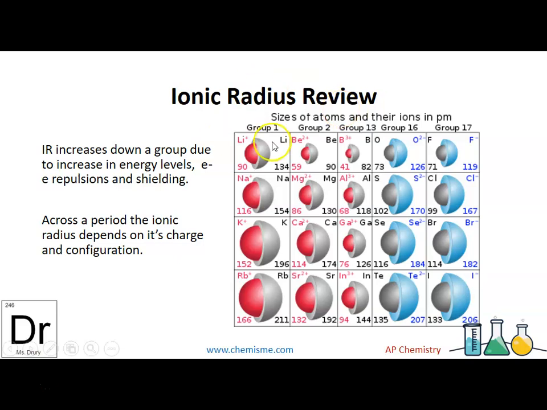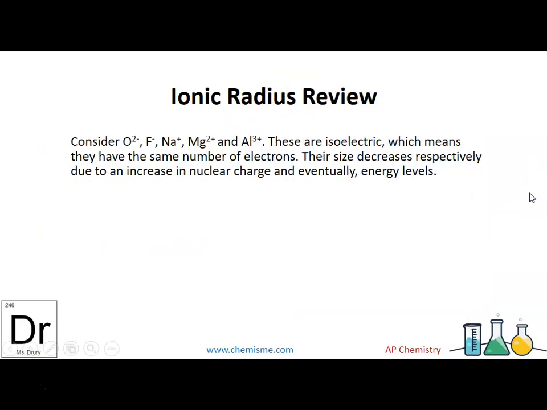But generally, overall, we still have that increase down a group and a decrease in size across the table. So if you consider O2 minus, F minus, Na plus, Mg plus 2, and Al plus 3, they're isoelectronic because they have the same number of electrons, which means they have the same shells, but they're not the same size. They decrease respectively because as you go across those atoms, they get more and more protons pulling on the same number of electrons. Remember, we talked about this in a previous video.